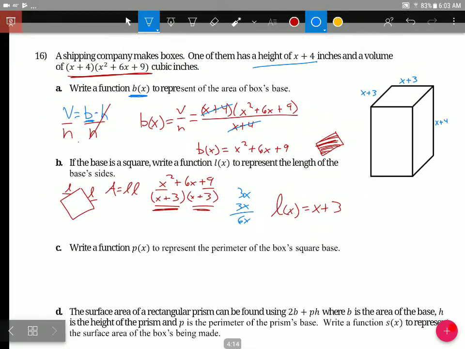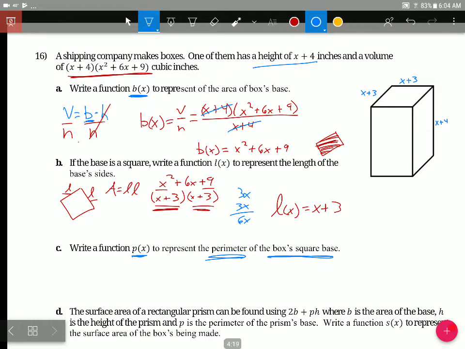Write a function p of x to represent the perimeter of the box's square base. The perimeter of a square is basically the x plus 3, 4 times. So the perimeter would be 4 times x plus 3, because you need 4 of them. So that's 4x plus 12. That would be the perimeter of your base.